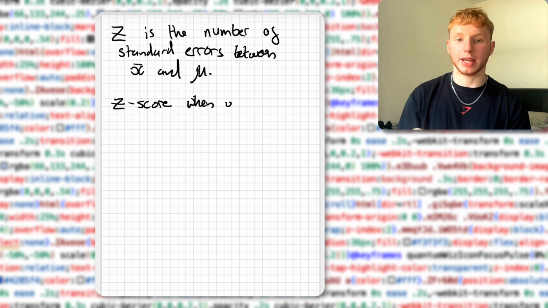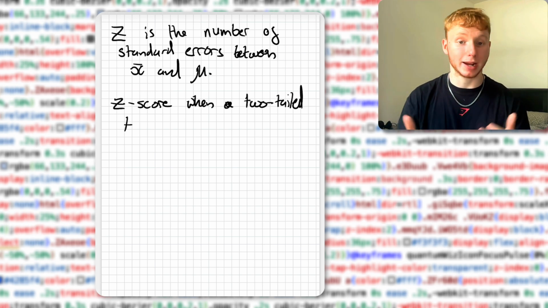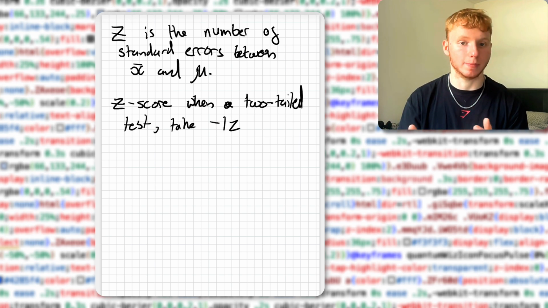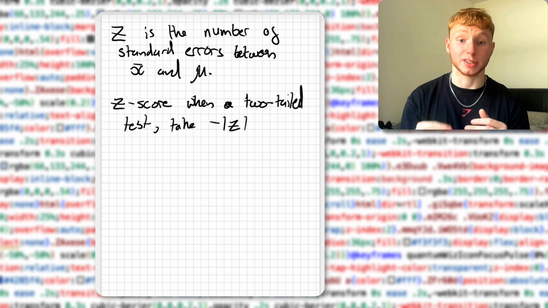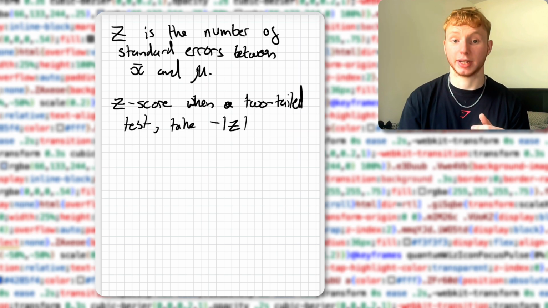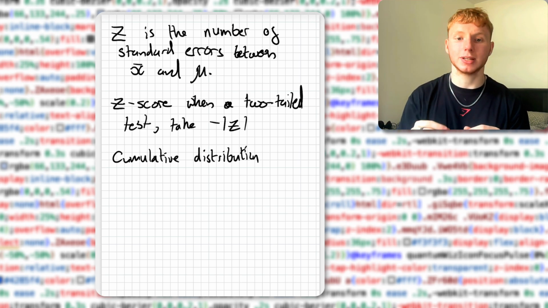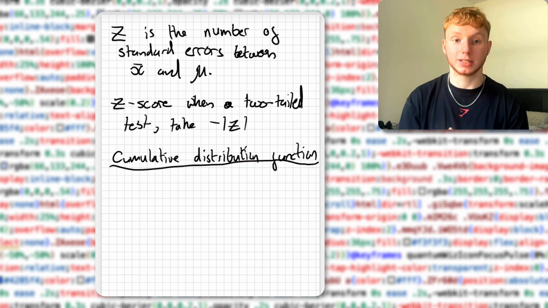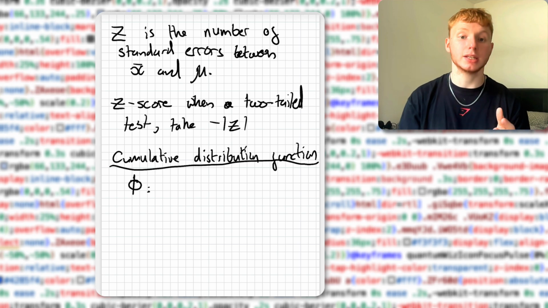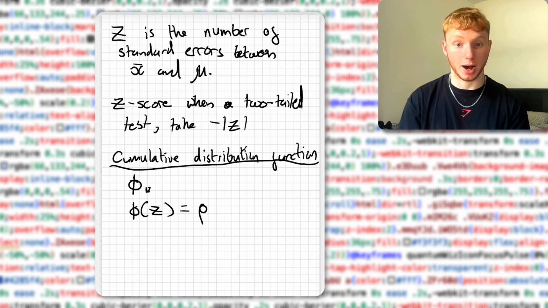If we are in a two-tailed test, take the magnitude and times by -1, or in other words, switch the score to negative if it isn't already. Now that we have this, we can use what's called a cumulative distribution function to get our p-value. Simply substitute that in or look it up and we get our p-value.